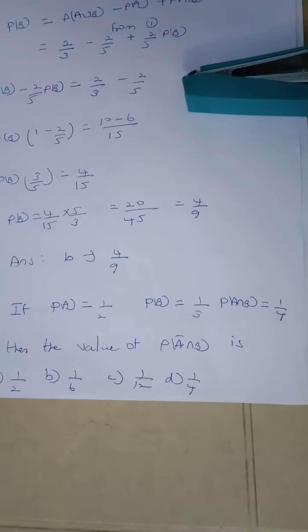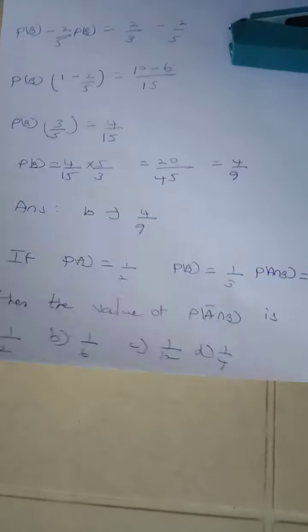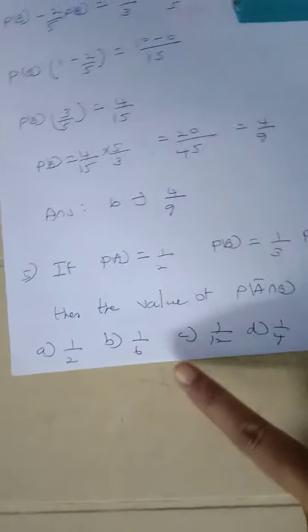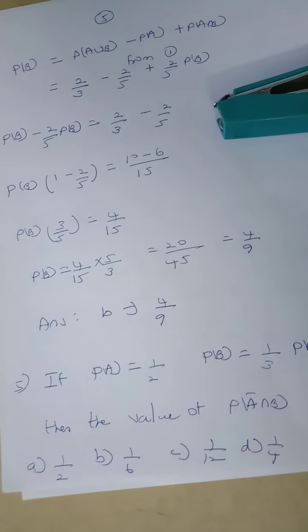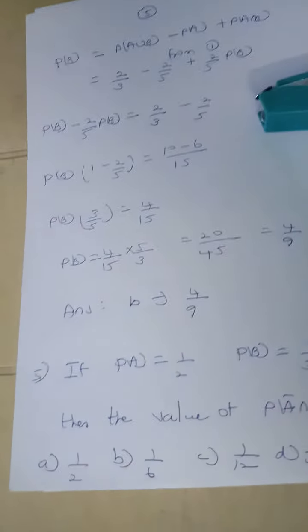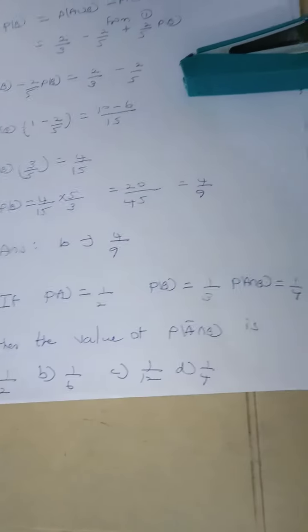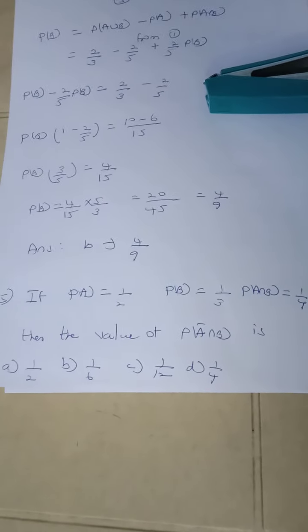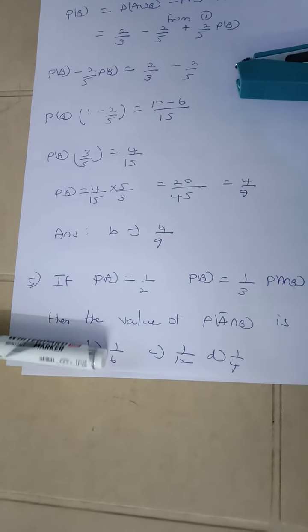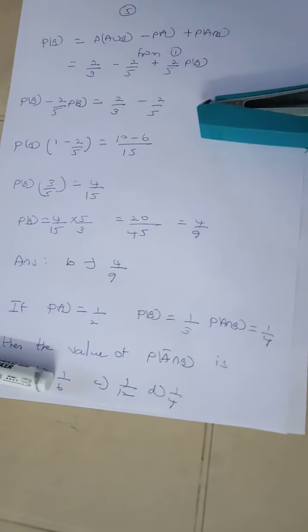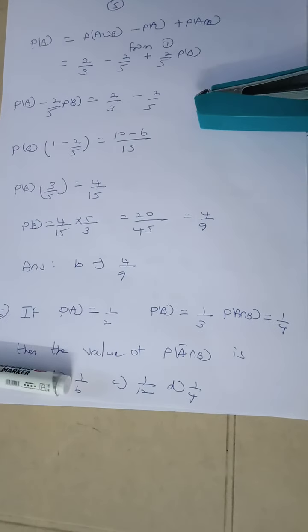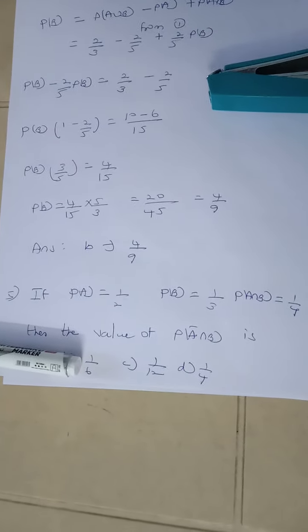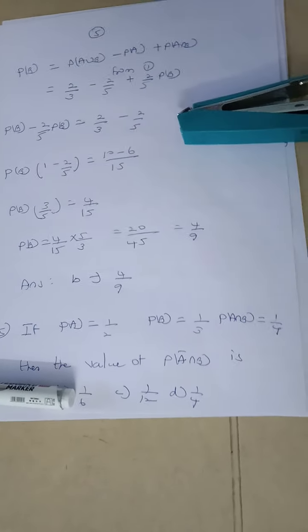So take the LCM of 3 and 5, we get 15. 15 divided by 3 is 5, 5 into 2 is 10, 15 divided by 5 is 3, 3 into 2 is 6. So probability of B into 1 minus 2 by 5 is equal to 10 minus 6 by 15. So what we get? Probability of B into 3 by 5 is equal to 4 by 15. So probability of B is equal to 4 by 15 into 5 by 3. So probability of B is equal to 4 by 9. So the correct answer is option B, 4 by 9.